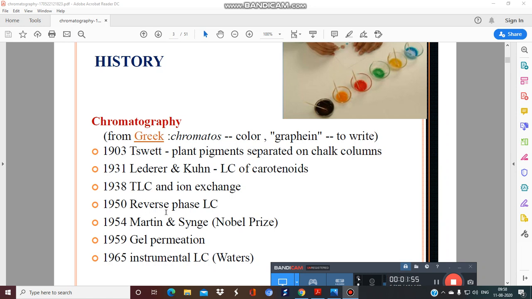Just see here, reverse phase liquid chromatography in 1950. Martin and Synge won the Nobel Prize in 1954.